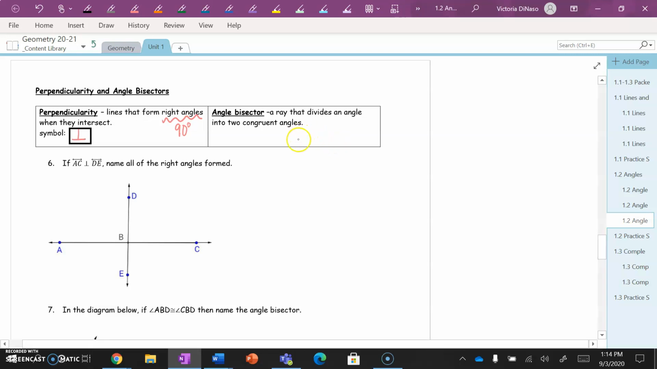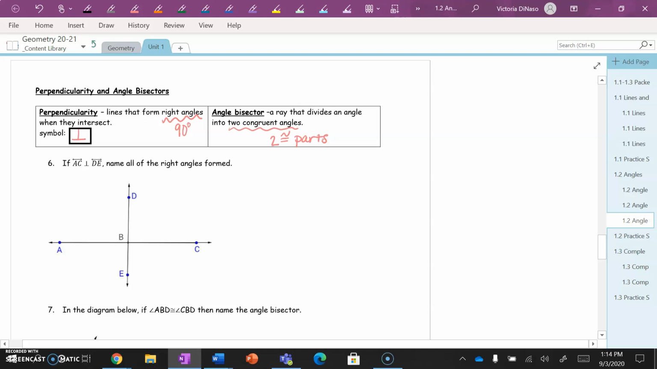Then we have an angle bisector. A bisector is when a ray divides an angle into two congruent parts. So we have two congruent parts, two congruent angles. And you'll see me write this a lot.